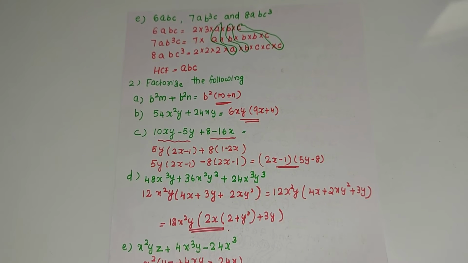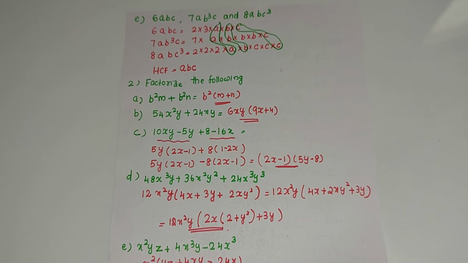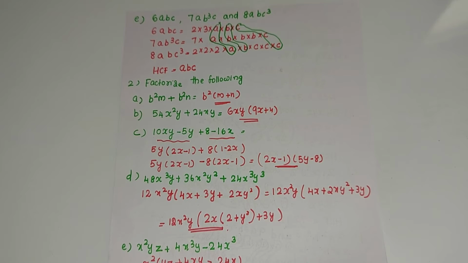Now E: 6abc, 7ab cube c and 8abc cube. 6abc you can write as 2 into 3 into a into b into c. 7ab cube c equal to 7 into a into b into b into b into c. 8abc cube you can write as 2 into 2 into 2 into A into B into C into C into C.